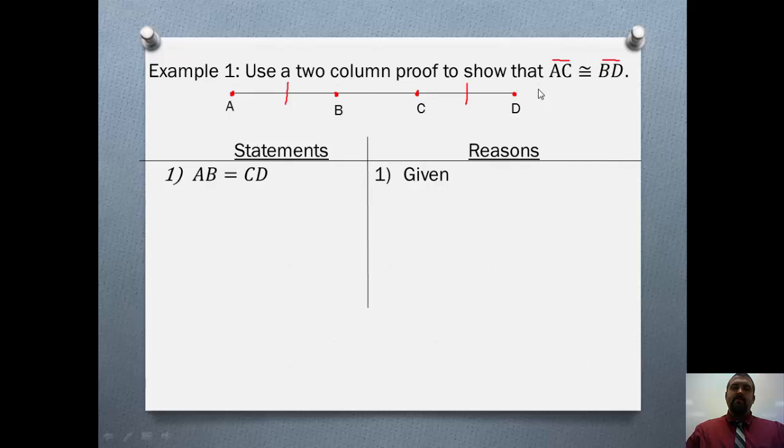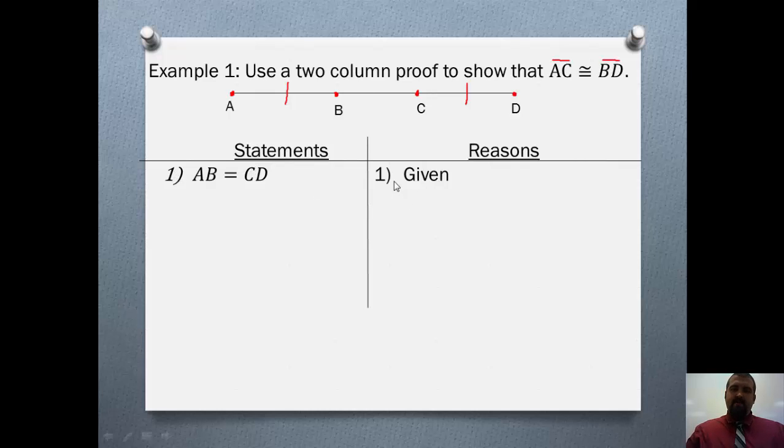Alright, so use a two-column proof to show that segment AC is congruent to segment BD. Also in this picture here, I see that it's labeled as segment AB being congruent to segment CD. Those two things I know to be true. So in a two-column proof, we first of all make two columns. I split it down the middle with this. I have the left column be called statements. I have the right column be called reasons. And underneath it, I put each step with a number for it.